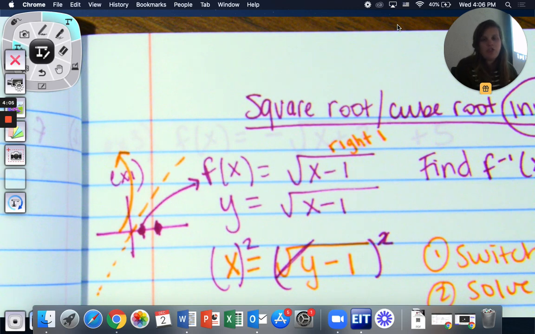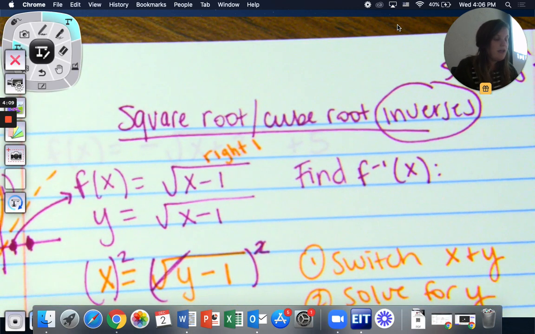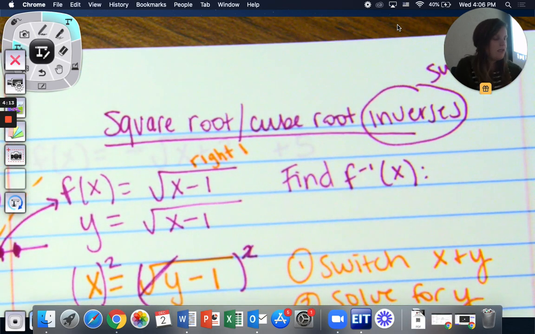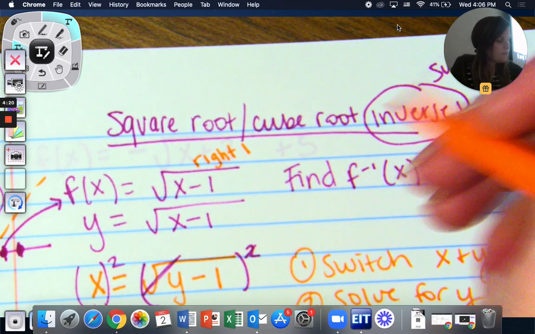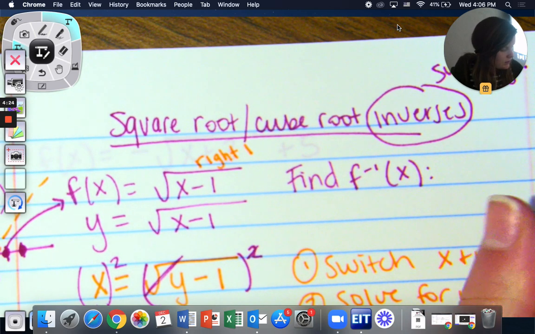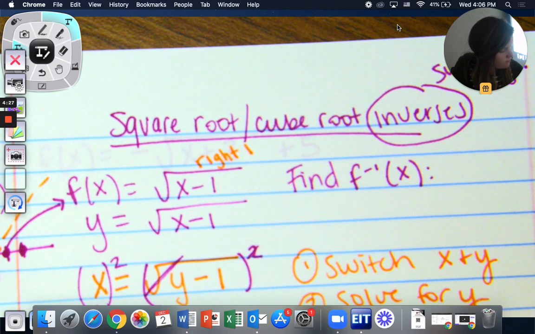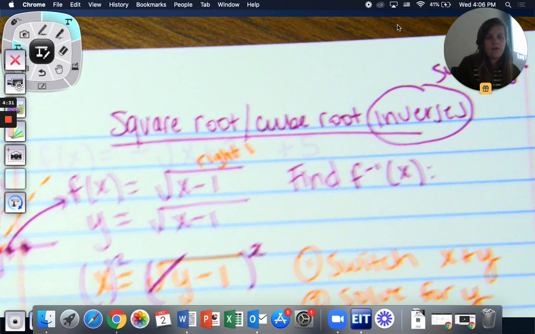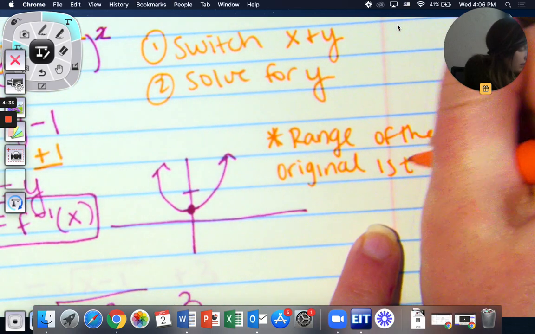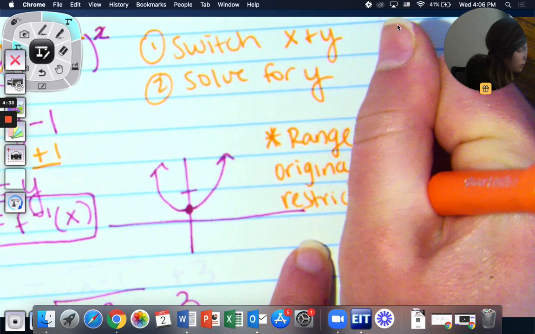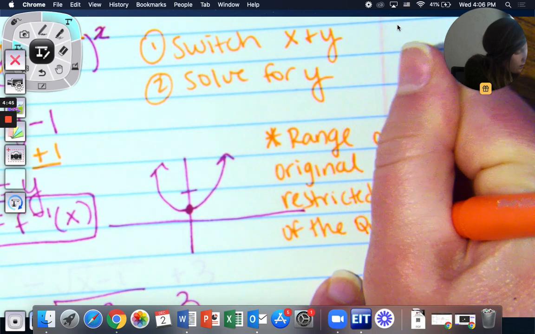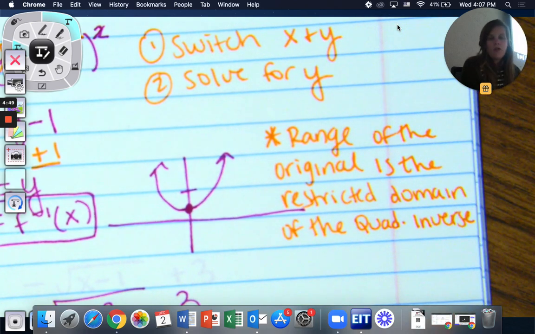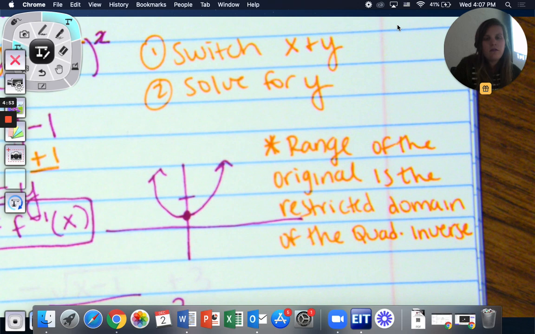How we do that is called restricting the domain. We restrict the domain of the inverse by first finding the range of the original, because the range of the original, and I'll write this down, is the restricted domain of the quadratic inverse. Really that's true for any function, but since we're specifically trying to restrict the quadratic, that's how we'll write it.